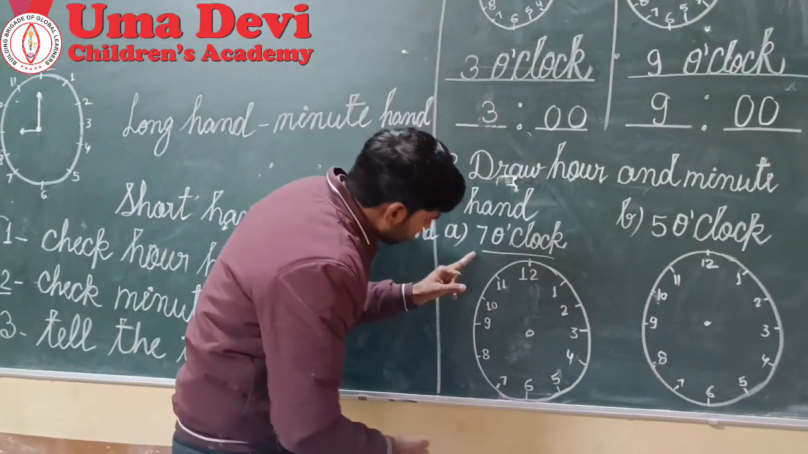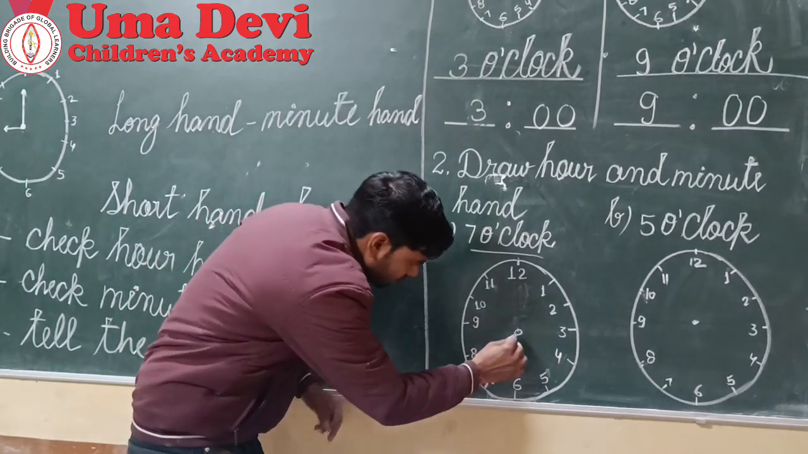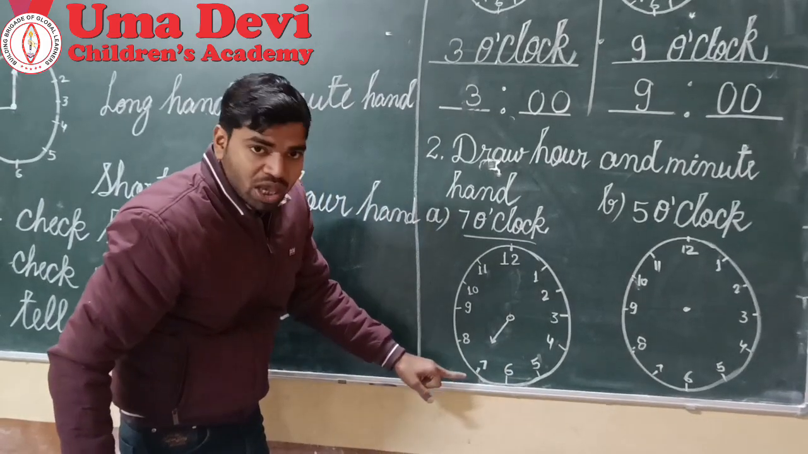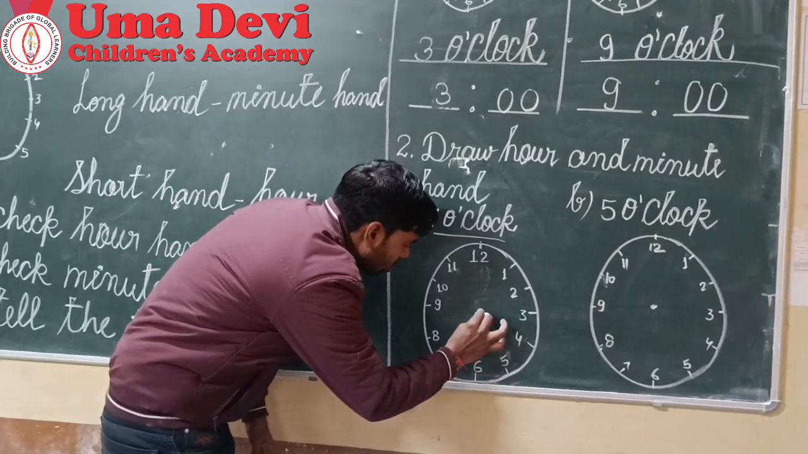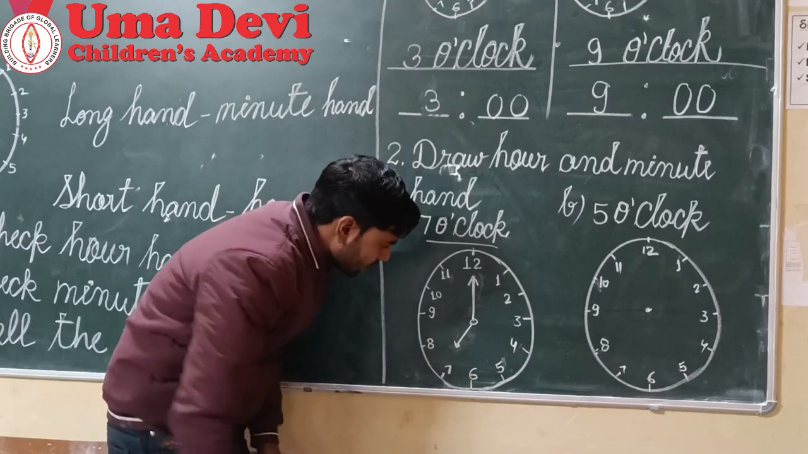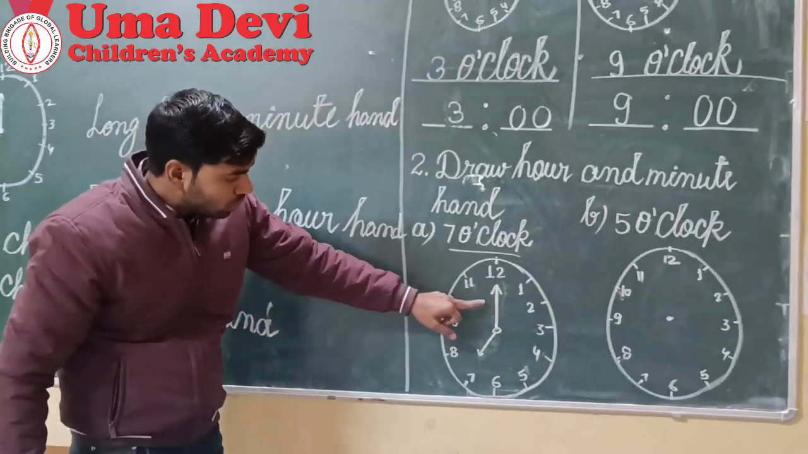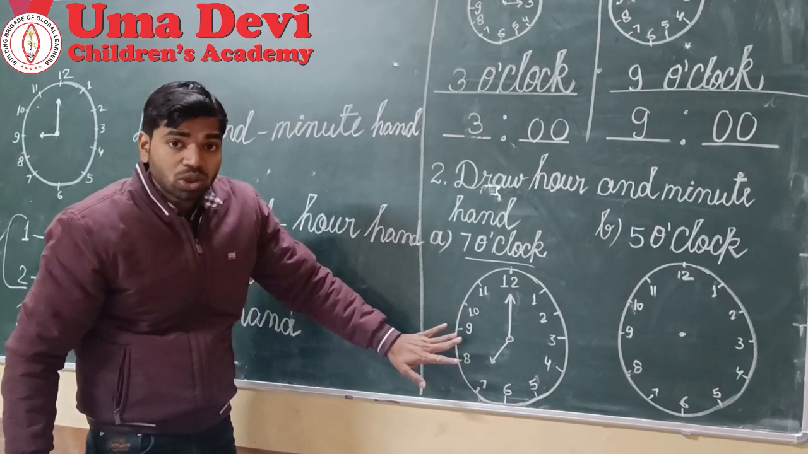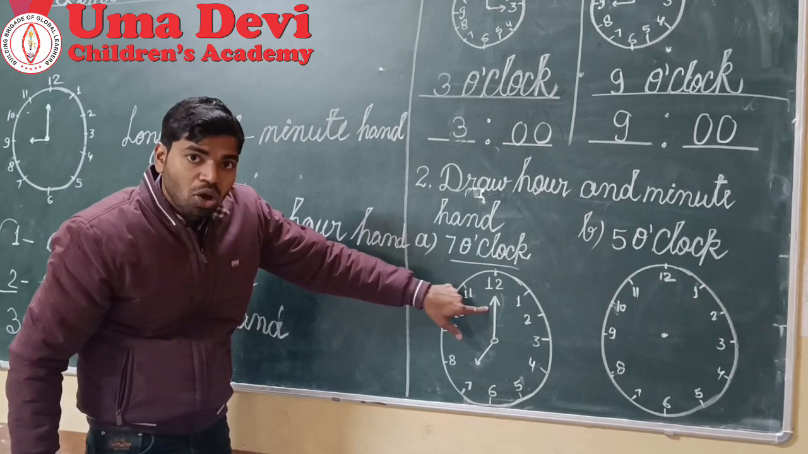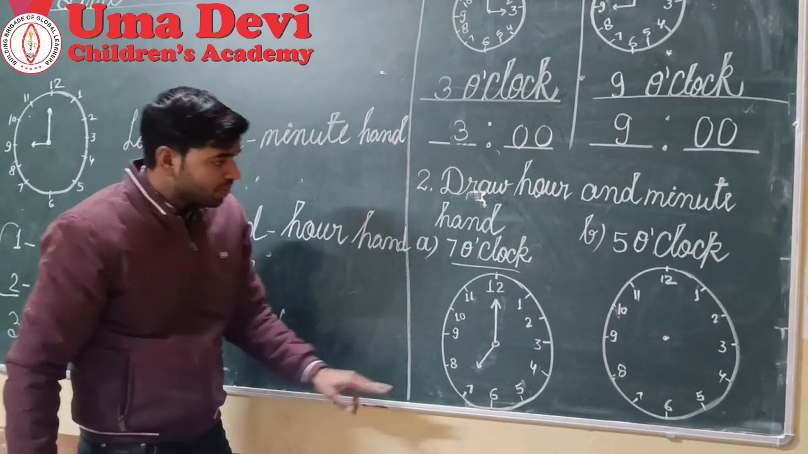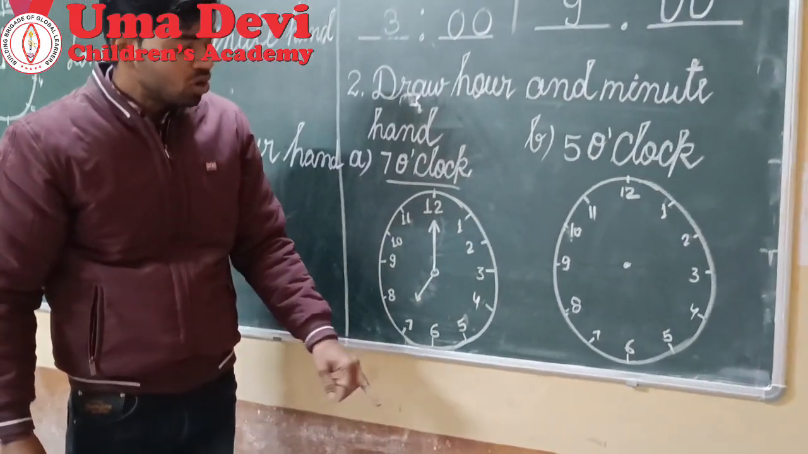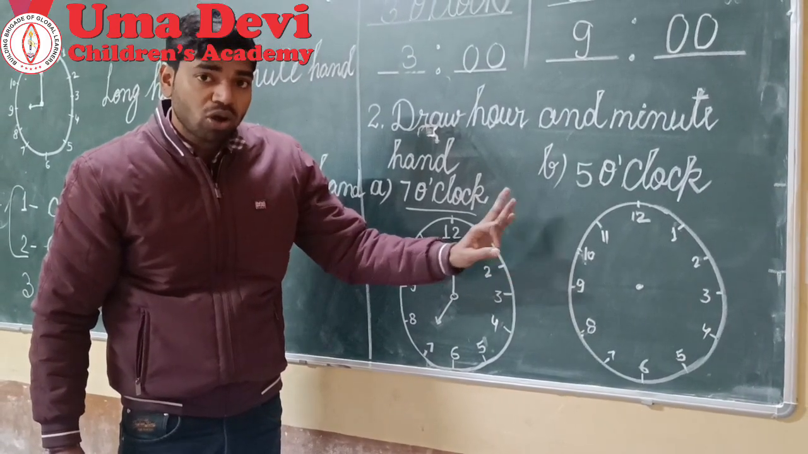So look, this is 7 o'clock, so we will draw the hour hand pointing to 7, and we will draw the minute hand pointing to 12. Keep in your mind that both hands will not be equal. The hour hand will be short and the minute hand will be long, as we have done in the activity also. So look at this clock. Now pause the video and draw the hands of the clock.